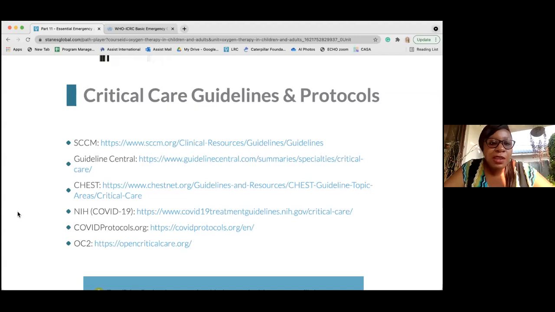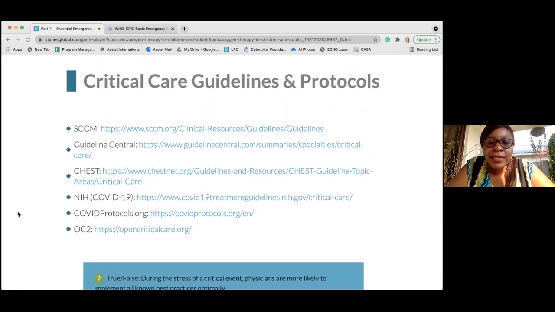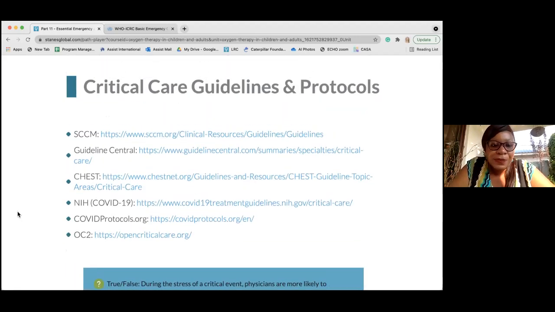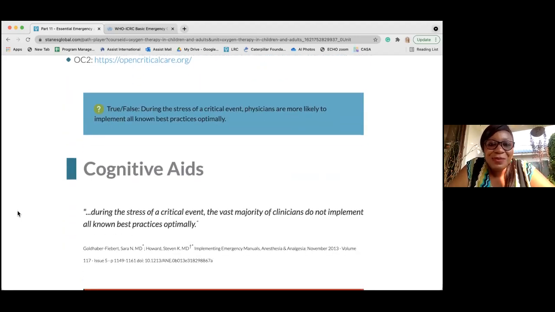On this page, there are 6 websites listed on the Learning Resource Center. All of these critical care guidelines will help you to build your clinical acumen and skills as you provide appropriate care to critically ill patients. We also have specific COVID protocols. There's a website called covidprotocols.org. This will help you as you're planning your treatment plan for your patient. All of these are free resources that you can access at any time on the website. Okay, thank you, Sarah. Let's move on.